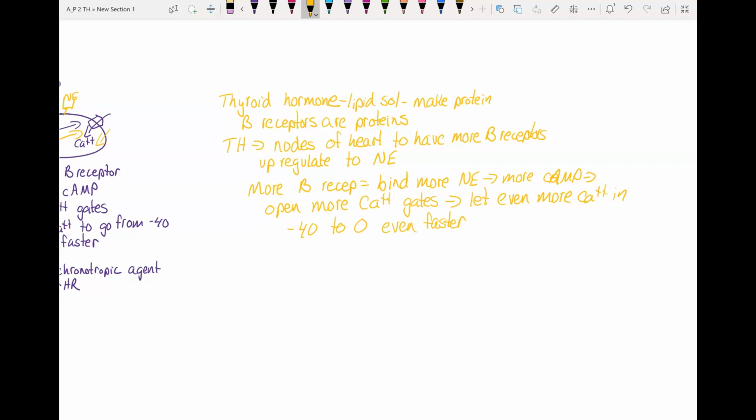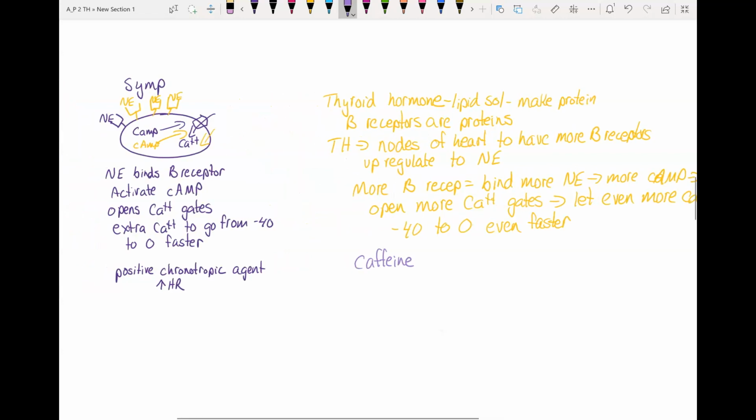Another one is caffeine. You may have noticed if you drink a lot of coffee, your heart kind of racing, or like those energy drinks. There have even been people who have heart attacks from drinking those energy drinks because they make your heart race so fast. So caffeine speeds up your heart. The way caffeine works is it keeps the cAMP active.